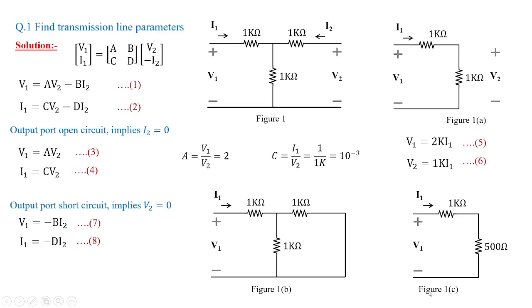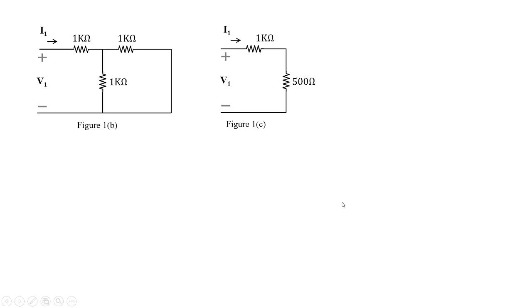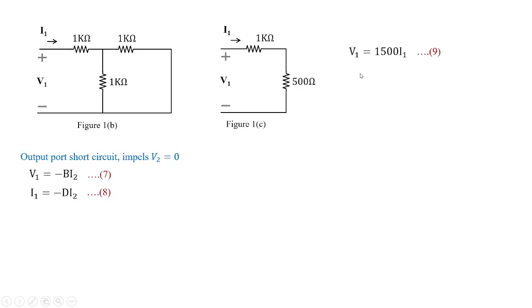So you have figure 1c where you can easily apply KVL and you can get the voltage V1 in terms of I1. And mind you, we need to also know what is the value for I2. For that we are going to apply current division rule. So we are going to take equation 7 and 8 and when we apply KVL to figure 1c, we are going to get V1 is equal to 1500 I1. The 1k in series with the parallel combination replaced by 500 becomes 1500 I1. Now equation 9 is obtained.